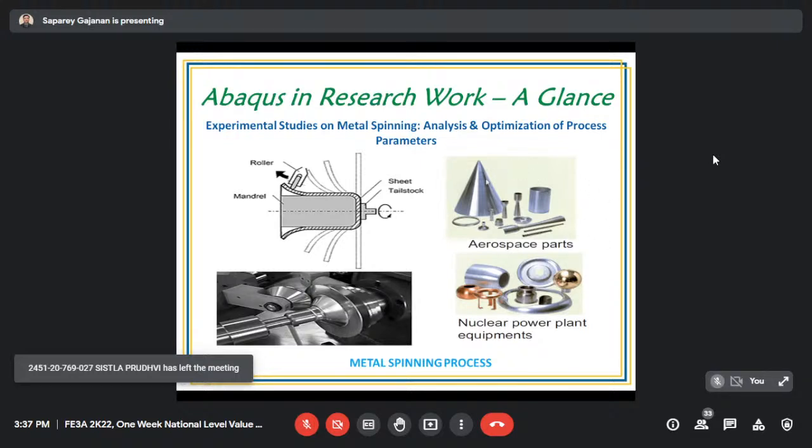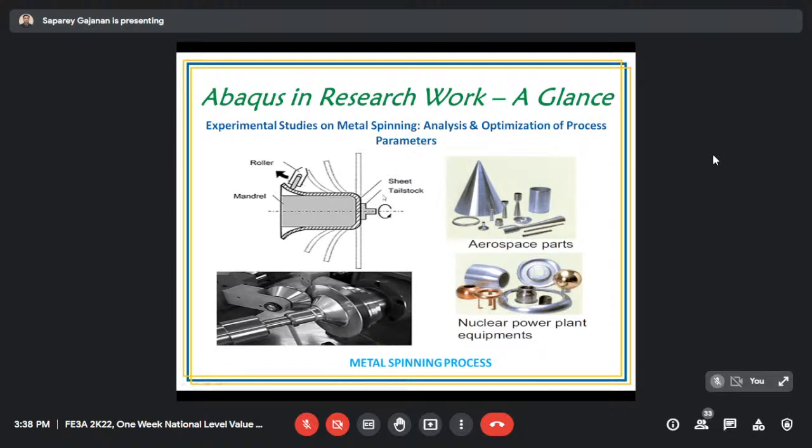What flavor is added to this research work? If you see commercial and non-commercial, domestic and non-domestic, scientific and engineering research, you find certain equipment in all of them. This is the process we call deforming sheet metal into the required shape by applying pressure, force, and sometimes heat. That process is called metal spinning.